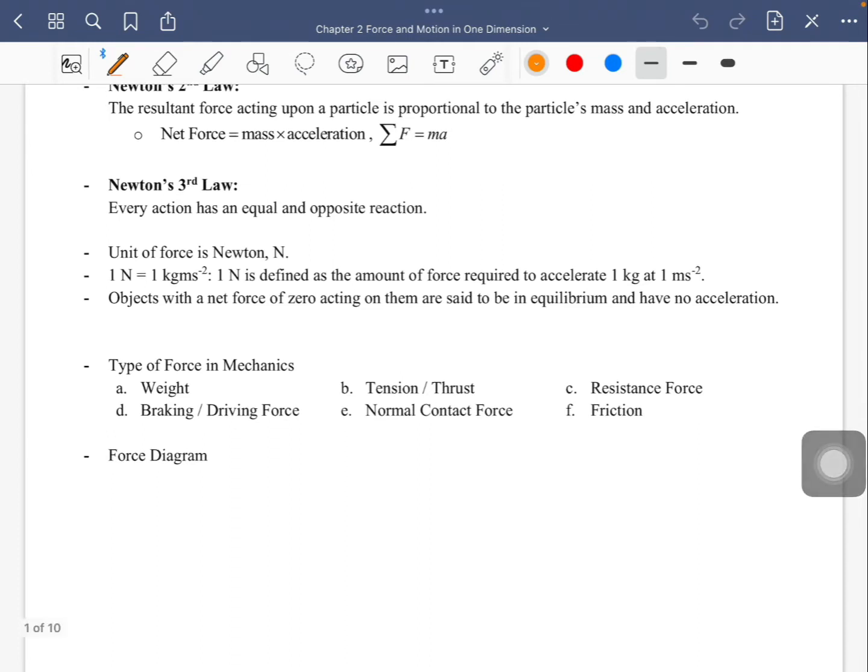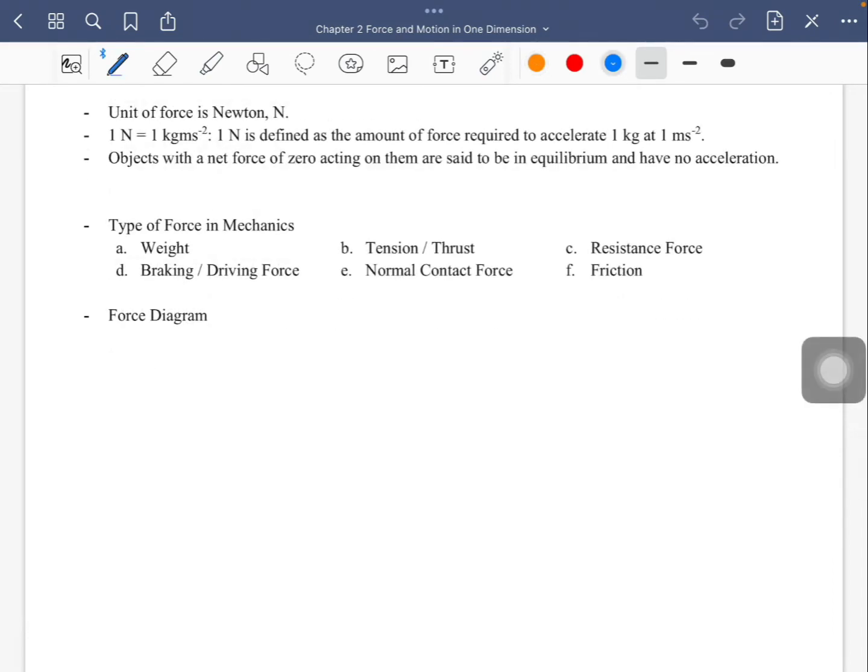Next part is about the force diagram. This is basically required in the syllabus. You need to know how to draw a force diagram, and there are also questions asked to draw a force diagram. So make sure you know how to draw a force diagram.